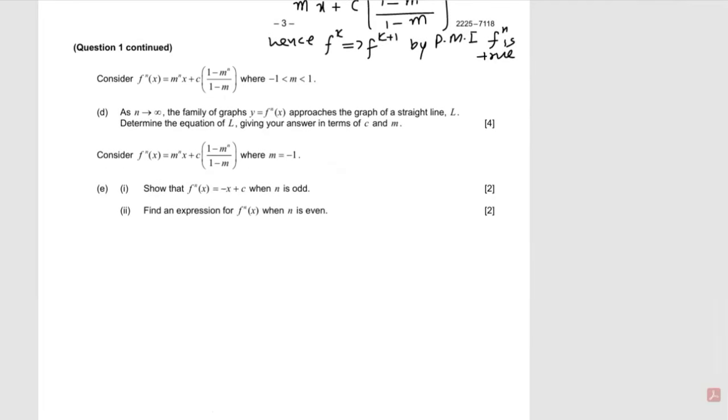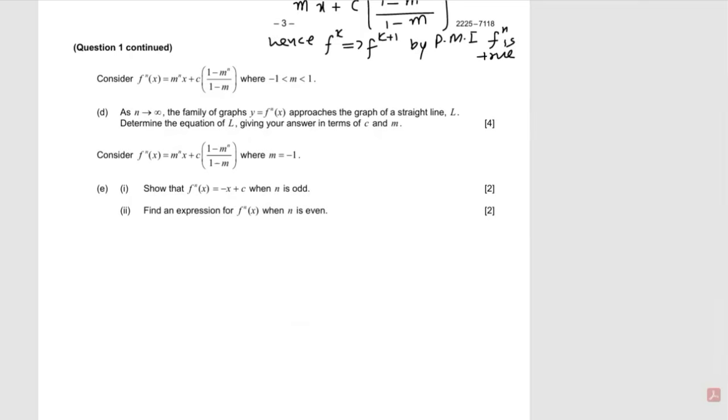Consider f of n x equals to this, where m is within minus 1 and 1. Okay, so m is within minus 1 and 1. So think about it. This means that m is a proper fraction. Part D, as n approaches infinity, the family of graph y is equal to f of n x approaches the graph of the straight line L. Determine the equation of L giving your answer in terms of c and m.